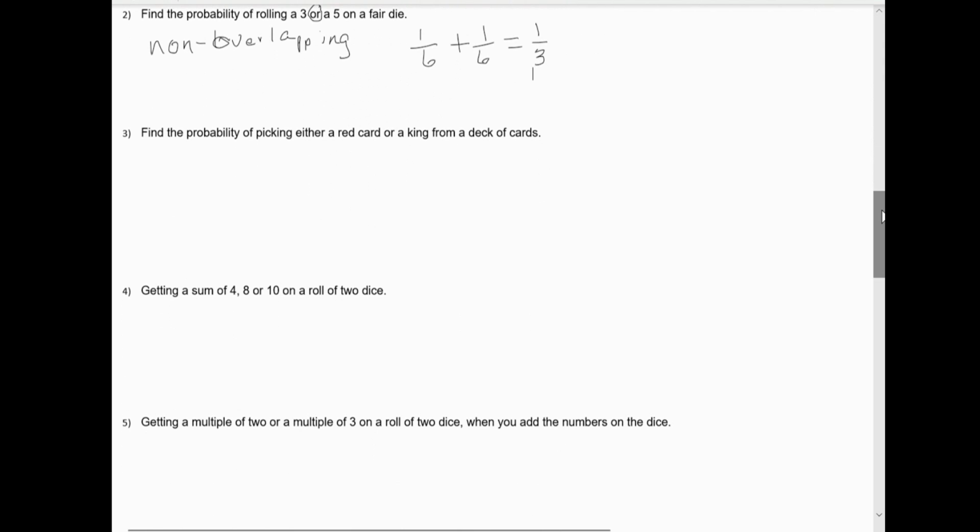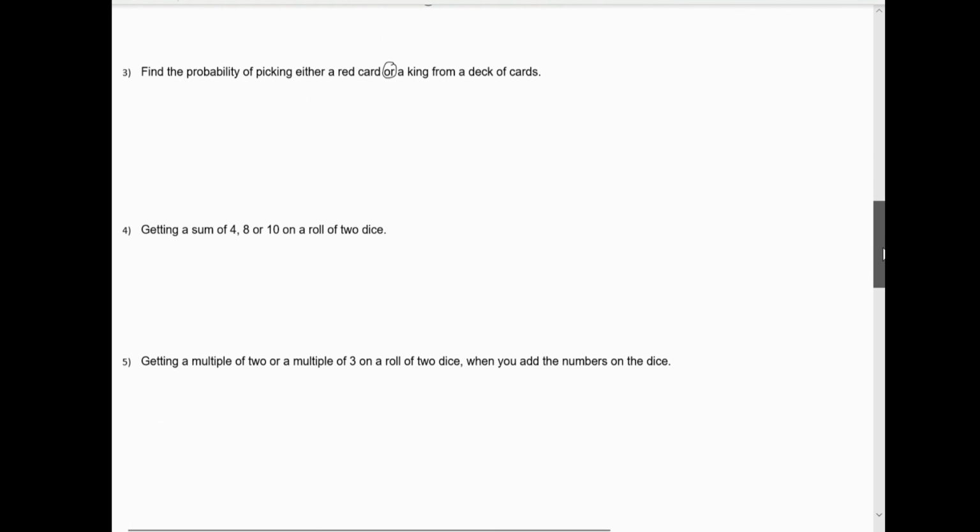Find the probability of picking either a red card or a king from a deck of cards. Figure out, do we have overlapping or non-overlapping? And here we have an overlapping probability because a card can be red and a king at the same time. Let's see if I can actually write this out this time.